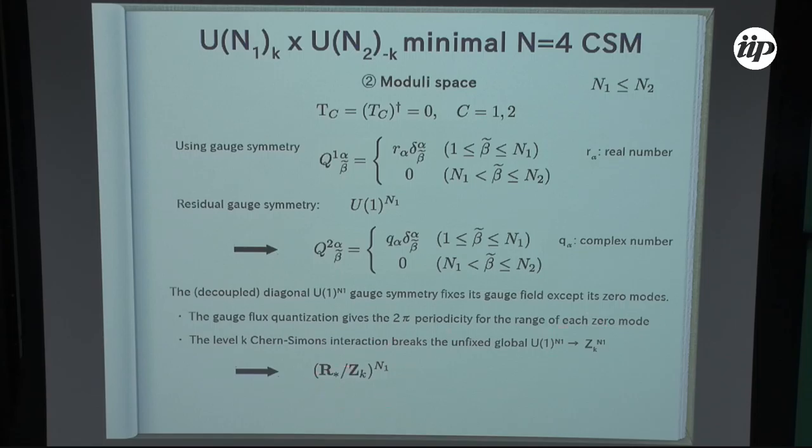And this part gives R⁴ over Z_k to the N1. So the final total moduli space is C² over Z_k to the N1. In the ABJM case, this is C⁴ over Z_k, but now this system has just one bifundamental, so just a C². Let me note that this system cannot describe M2 branes, because M2 branes should have dimension 8 in real dimension.